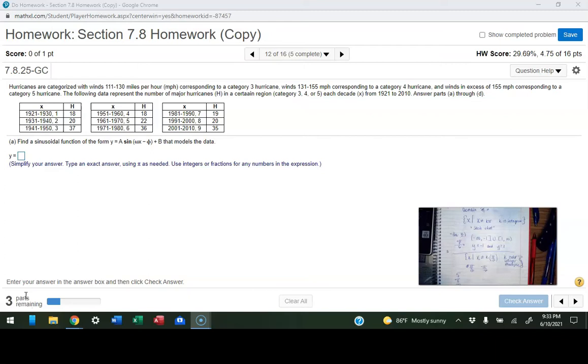So if we look, our X column represents the 20s, all the way up to 1930. And then it goes 1931 to 1940, but they've told us to use 1 for decade 1, 2 for decade 2, 3 for decade 3, etc.